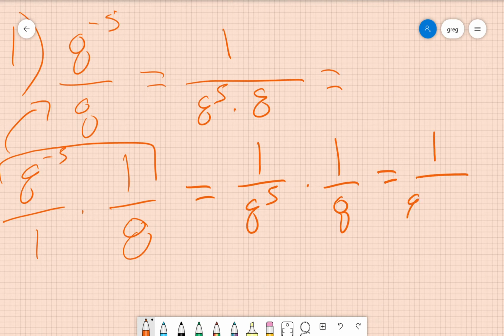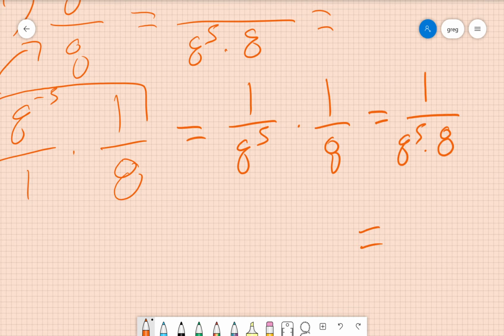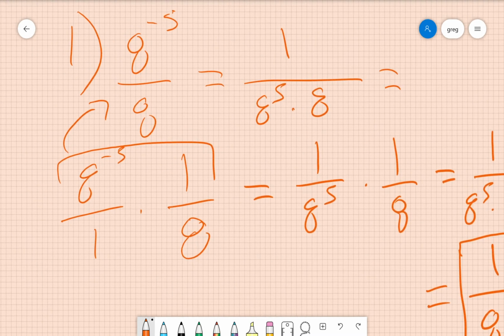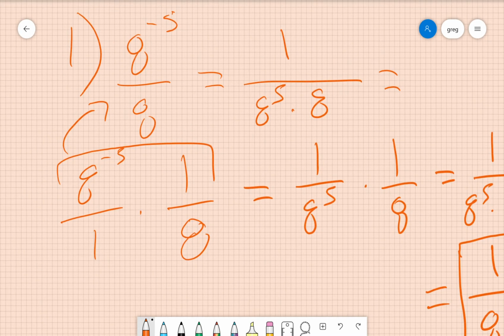1 over 8 to the 5th times 8. But now we have that same product law. Same base, multiplying, add the exponents. It doesn't change. So 1 over, what would that be? 8 to the 6th. The way I did it, I didn't do all that. I just did 8 and then negative 5 minus 1. Minus 1? Yeah. That's fine. 8 to the negative 6th. And then flip it.